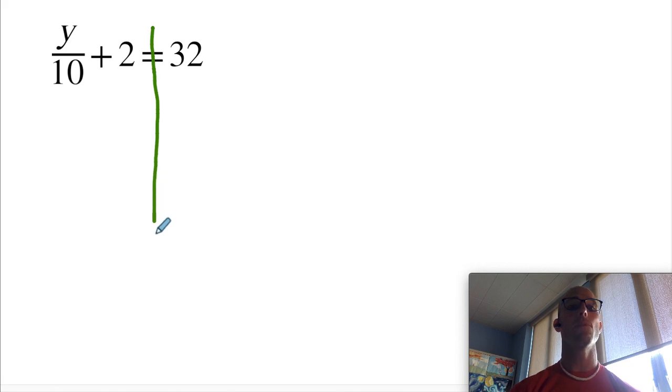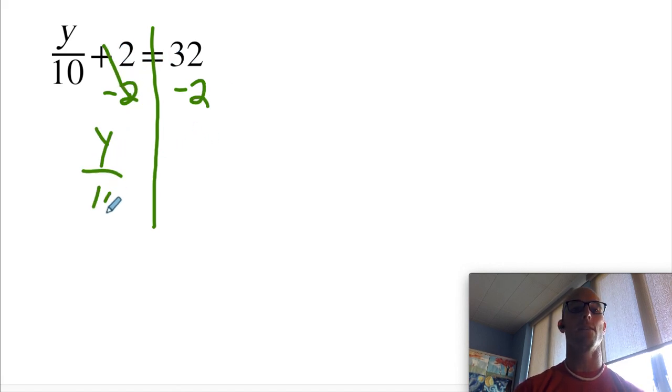Similar, this is a 2-step as well. Okay, so I'm going to start breaking it down. I want to know what number is y, all right, to make this statement true. Well, my first step would be subtracting 2, right, because these will cancel then. Well, now I just have y divided by 10 equals, and 32 minus 2 is 30.